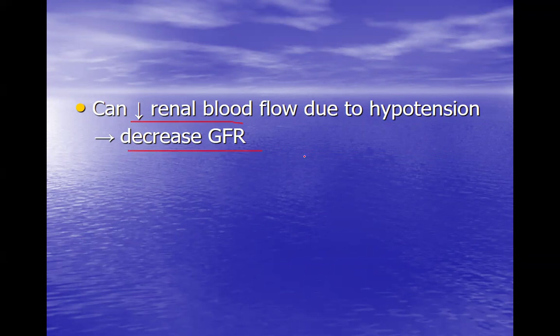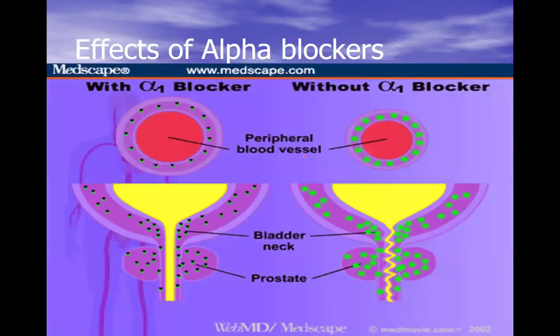decrease in GFR. Now, when we talk about alpha blockers, we are mainly concerned with two major organs. One is the blood vessels, that is this one, and the other one is the trigone of the bladder that we are talking about out here.